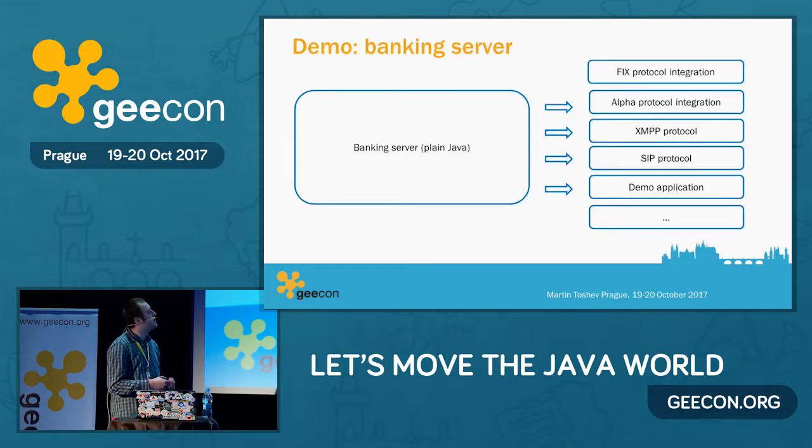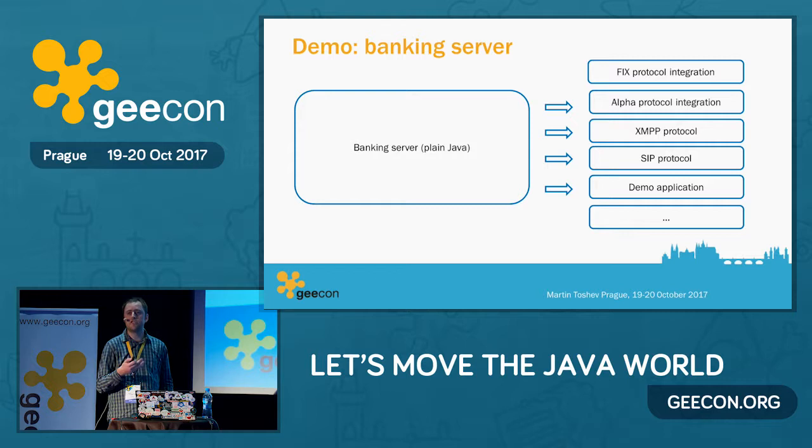Now, having said all of this, let's see a concrete example with a short demo. What I'll show you is a very simple banking application server. That banking application server is a Jigsaw module, and it may provide different protocol integrations.